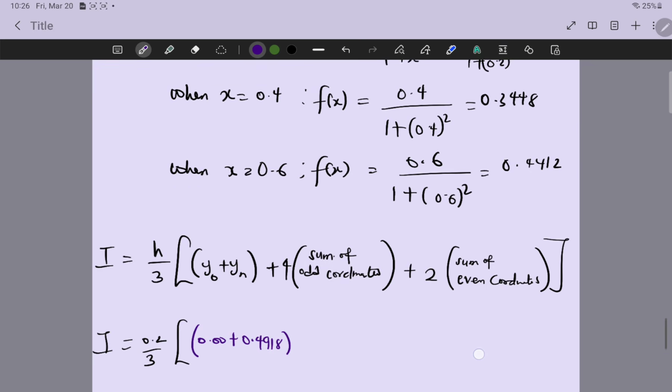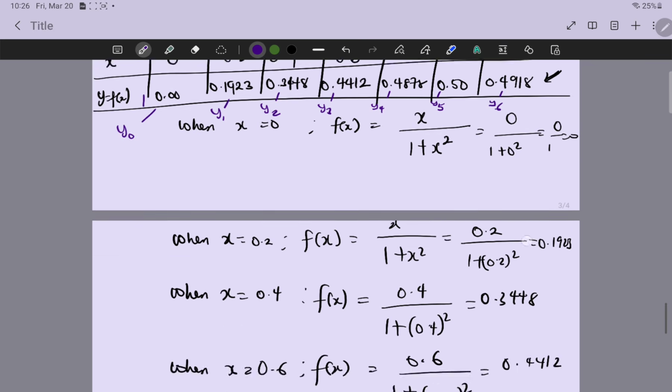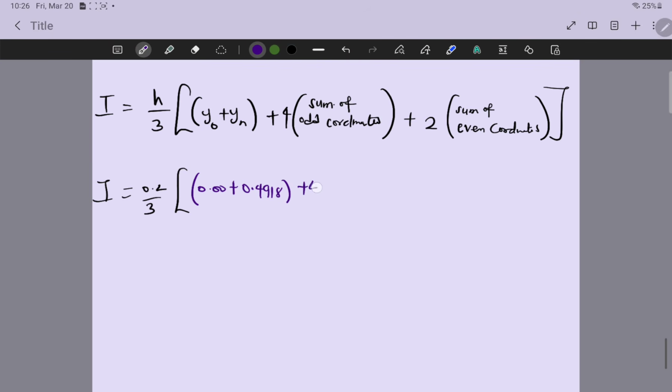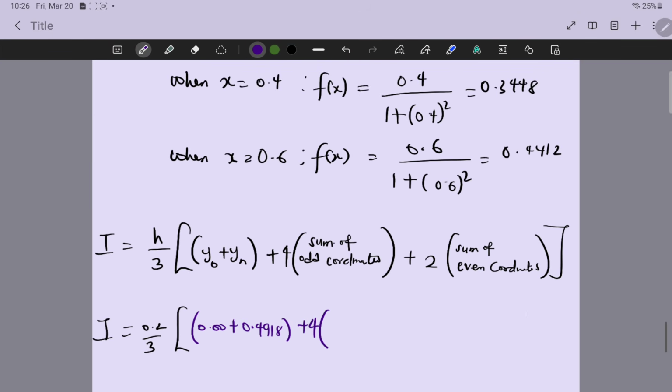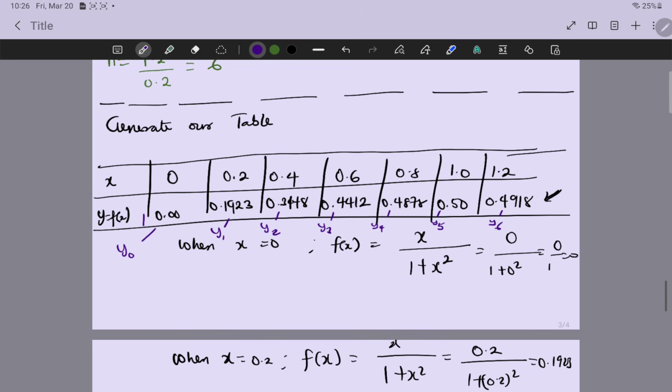0.4918. Is that correct? 0.4918 plus 4 into bracket sum of the odd coordinates. What are the odd numbers that we have here? Who can tell me? y1 is an odd number, 1 is an odd number, 3 is an odd number, 5 is an odd number. Is that not?